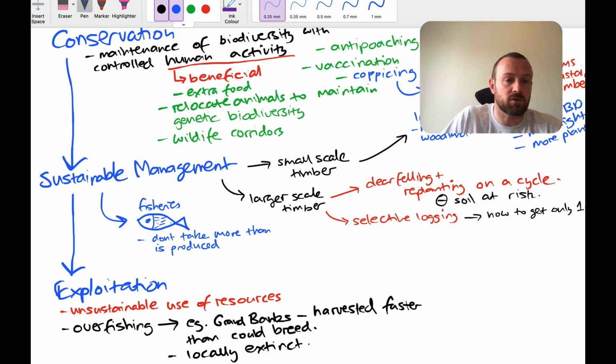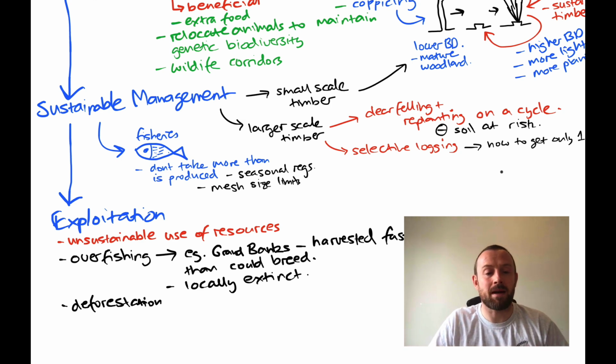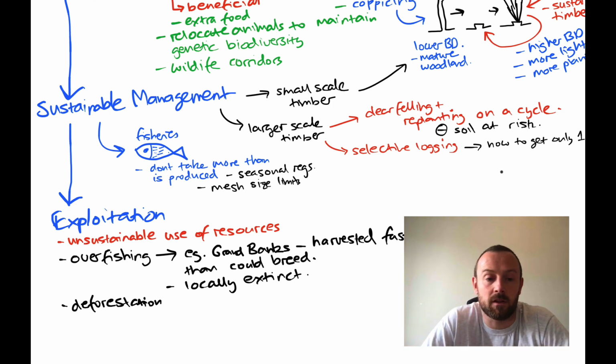So there's various different strategies that we can use. We can have seasonal regulations so that there's a few months off every year to allow fish to reproduce and restock the population. There can be mesh size limits. Okay, so mesh size limits, that's another thing that the government can do.